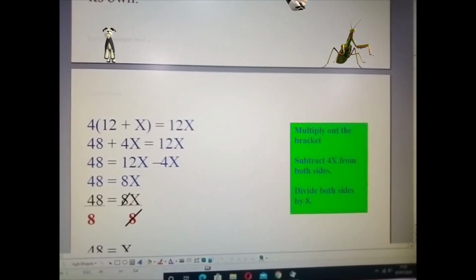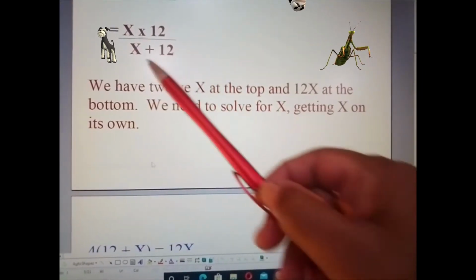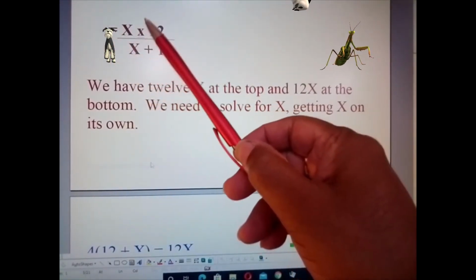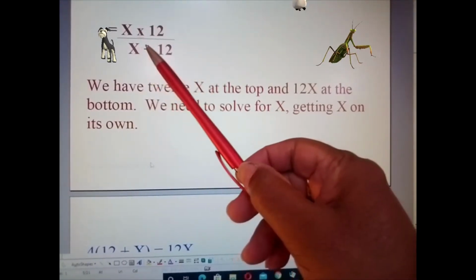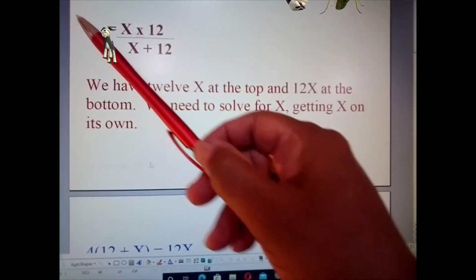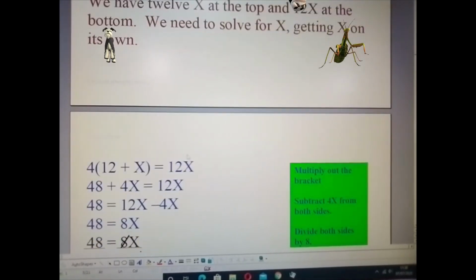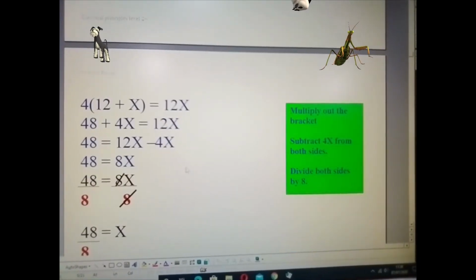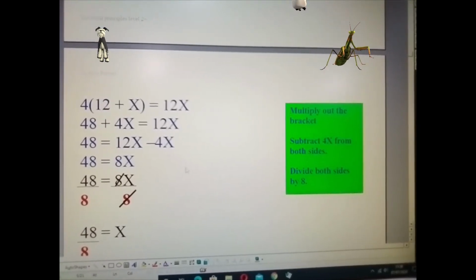So here we have now what I've done. Let me just go back a little bit. I've moved this section here to the left hand side, leaving me 12 x times 12, leaving me 12x on that side. But when I move this to the left side, it therefore becomes x plus 12. So you will need to apply the principle yourselves in order to understand the concept. There is no shortcut. There's no quick fix, okay?